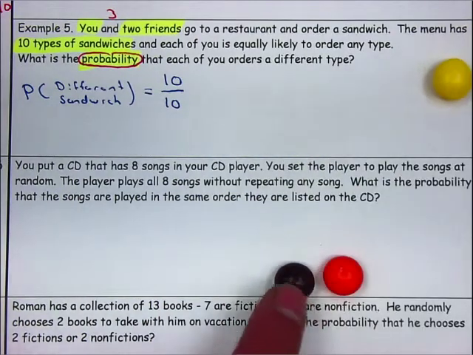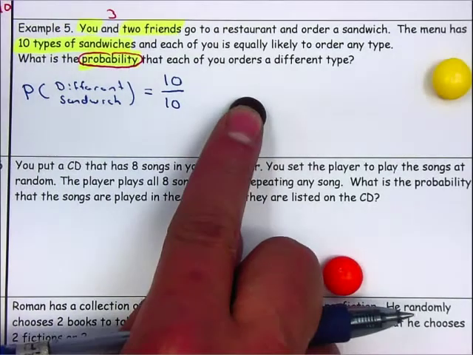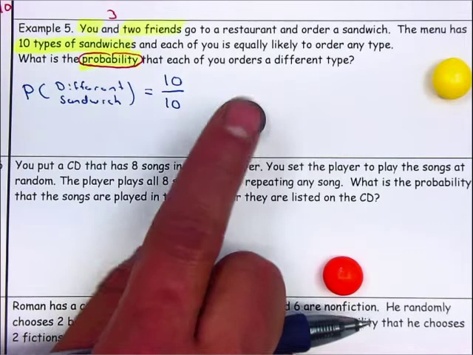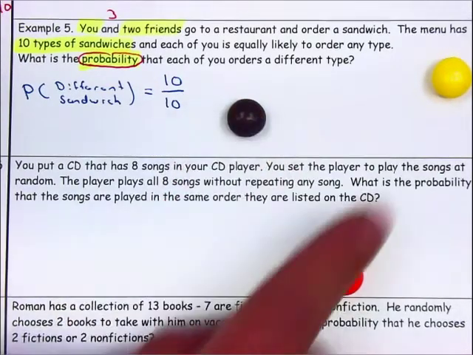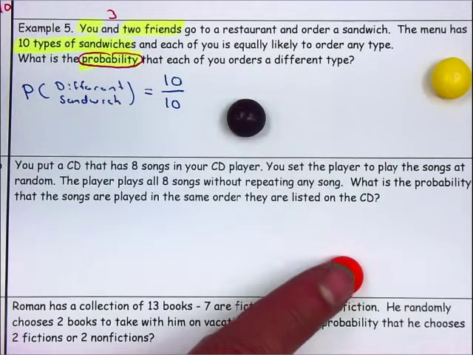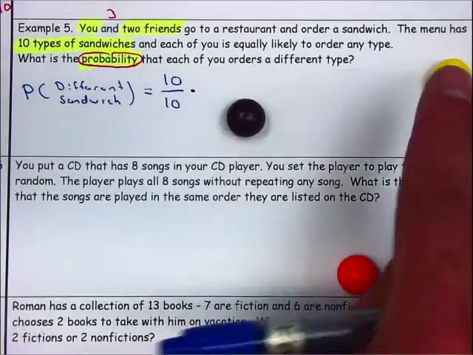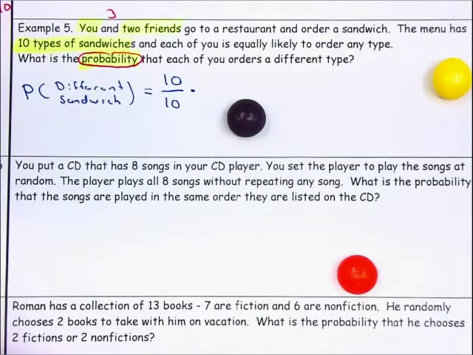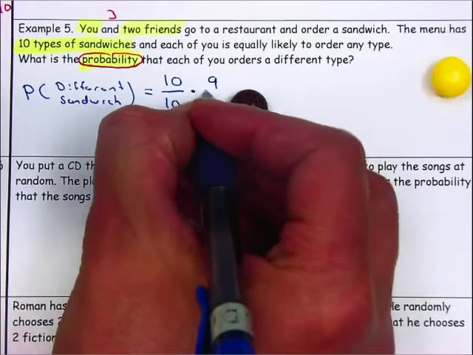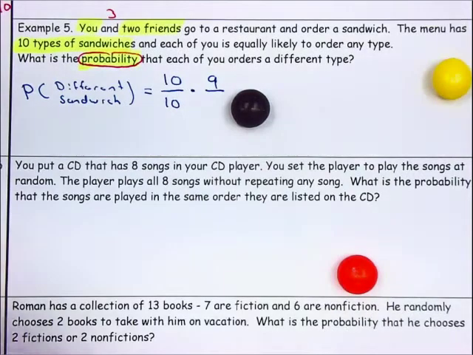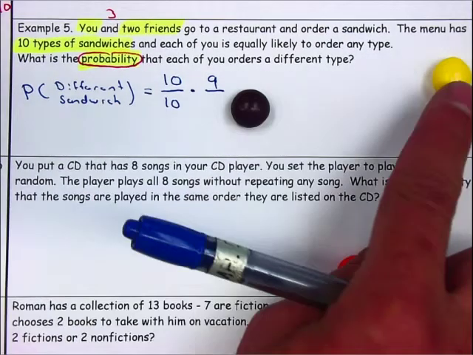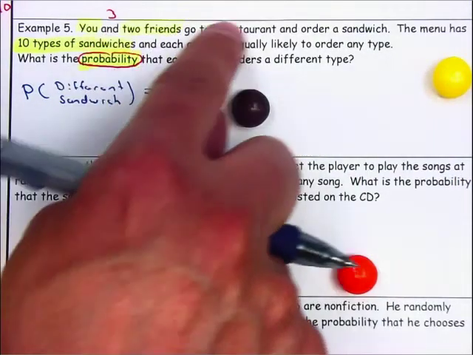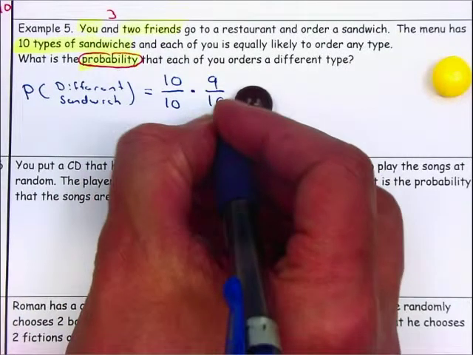Then the next person comes up and says, I would like to order a sandwich. And they ask you, what type of sandwich would you like? And you say, well, it doesn't matter, I just want something different from whatever they're having. Now, so far, he ordered the ham and cheese. How many of them are different from the ham and cheese? 9, correct? 9 of them are different so far. How many of them can you order? Now, he ordered ham and cheese. Are they out of ham and cheese? No. They still have all 10 available. So it'll be 9 over 10.